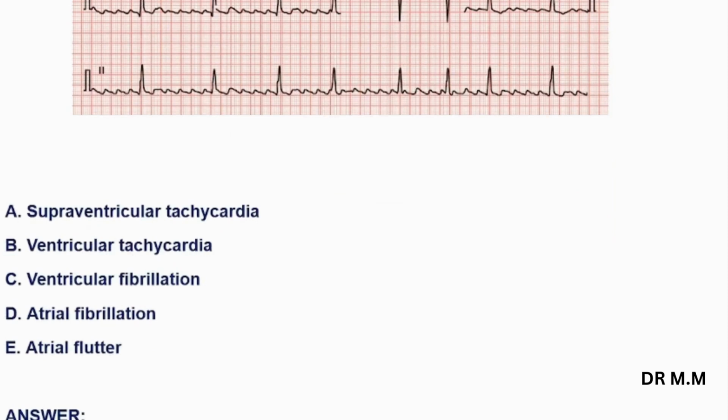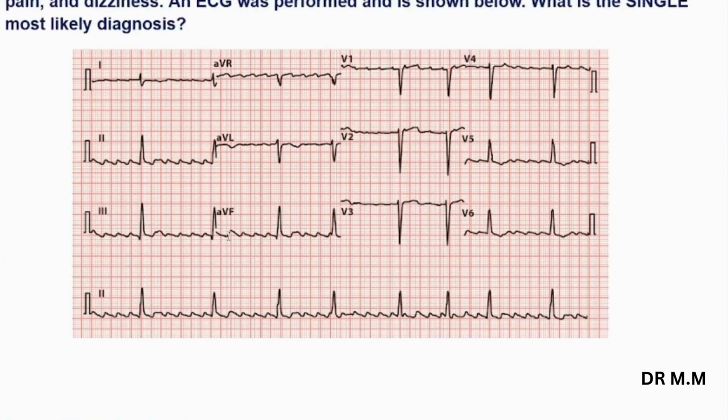A. Supraventricular tachycardia. B. Ventricular tachycardia. C. Ventricular fibrillation. D. Atrial fibrillation. E. Atrial flutter. According to the patient's ECG, as we can see, there are F waves or flutter waves, and it's pathognomonic. We call this the sawtooth pattern, and this is pathognomonic for atrial flutter.